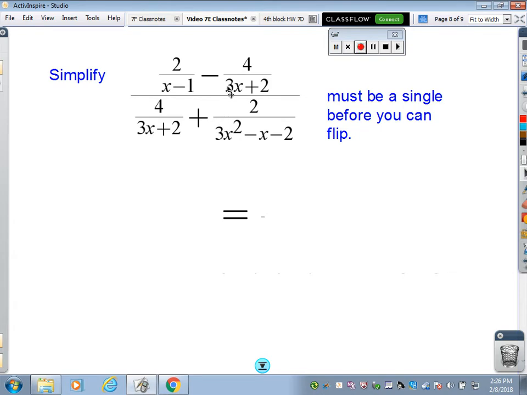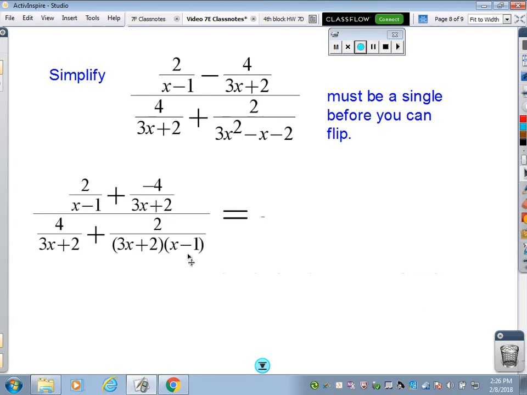So this would be a good candidate for cross bottom because these are different factors. This one, however, isn't because this can be factored. So let's go ahead and factor that. 3x squared minus x minus 2 factors into (3x plus 2)(x minus 1). I'm going to cross bottom on this one. Notice that instead of a minus, I made this plus and negative to get ready to cross bottom. And this term is going to need an x minus 1.